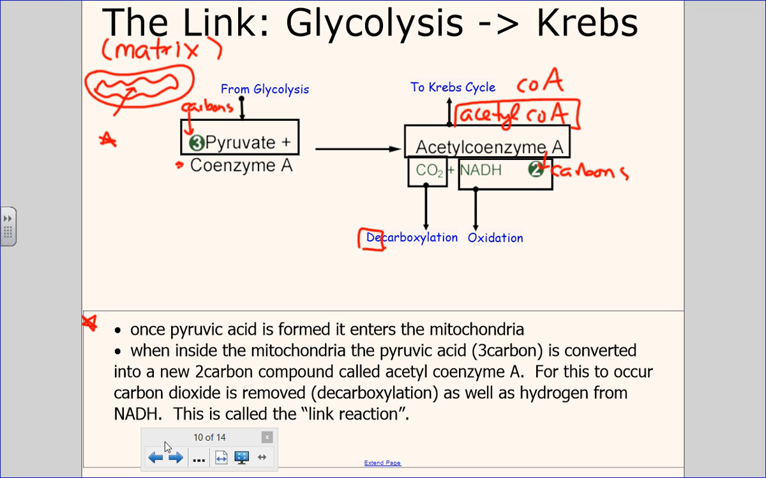Now, what else is happening? Well, oxidation and reduction are both happening. So I'm going to be clear. Oxidation of pyruvate, reduction of NAD positive. Because remember, they both have to happen at the same time. I take away hydrogen from my pyruvate. Oxidation is what happens when I'm taking something away. The thing that's getting reduced then is NAD positive. It's becoming NADH.